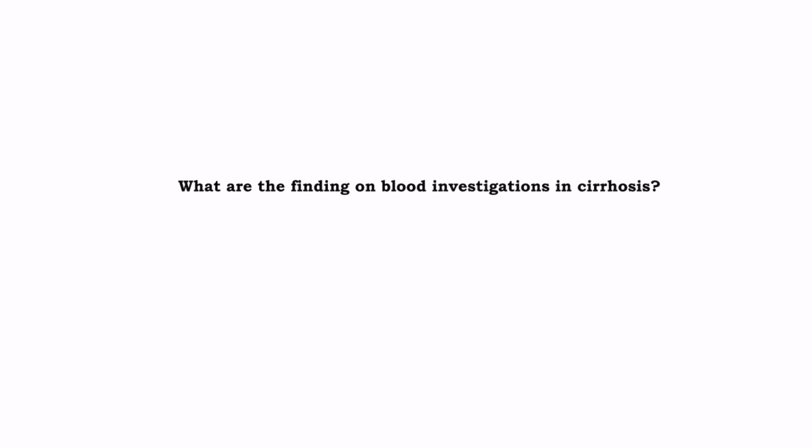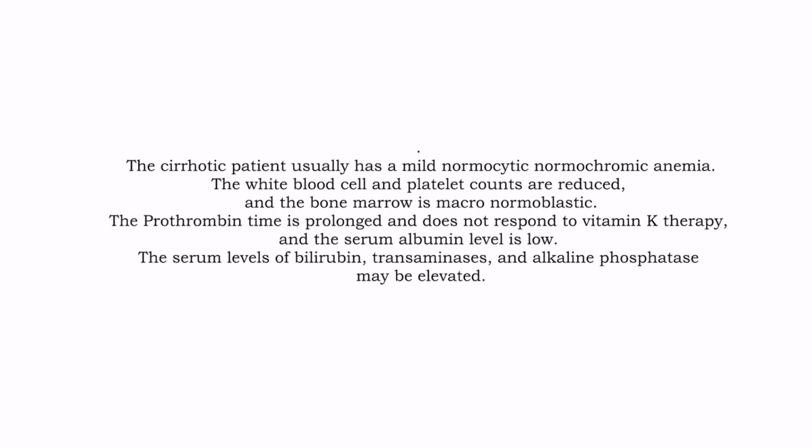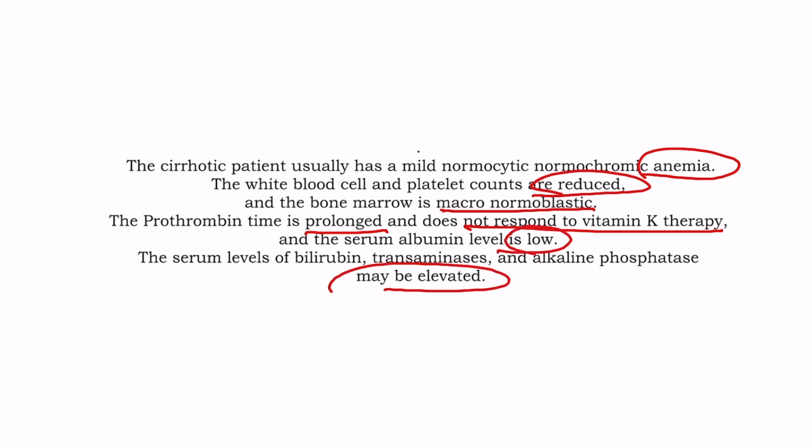What are the findings on blood investigations in cirrhosis? The cirrhotic patient usually has a mild normocytic normochromic anemia. The white blood cell and platelet counts are reduced, and the bone marrow is macronormoblastic. The prothrombin time is prolonged and does not respond to vitamin K therapy, and the serum albumin level is low. The serum levels of bilirubin, transaminases, and alkaline phosphatase may be elevated.